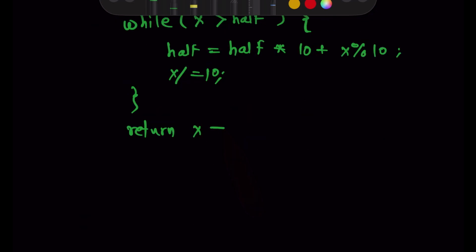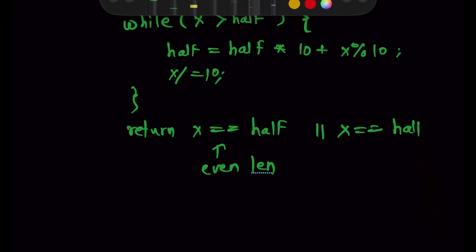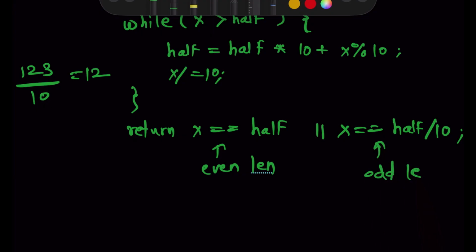If my x is equal to half, this is for even length palindromes. Or my x is equal to half by 10, means we are just dividing, like for example, if your half was 123, we are just dividing it by 10, we will get 12. And this is for odd length palindromes.